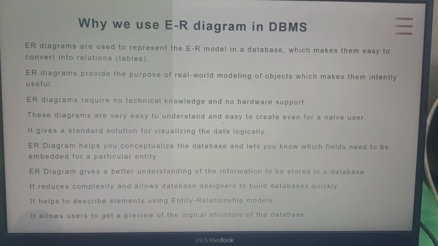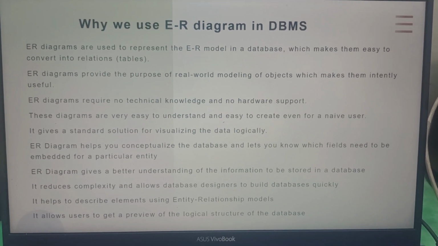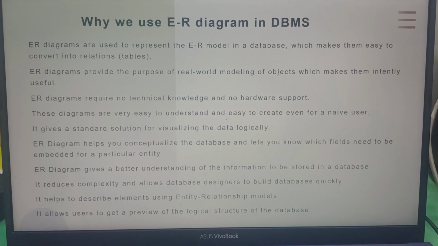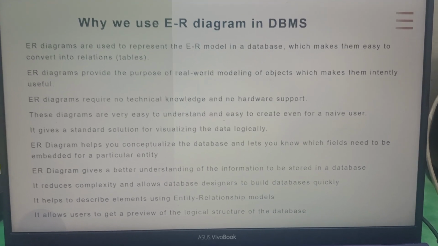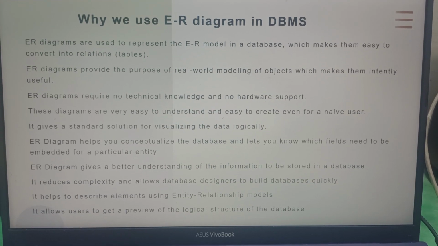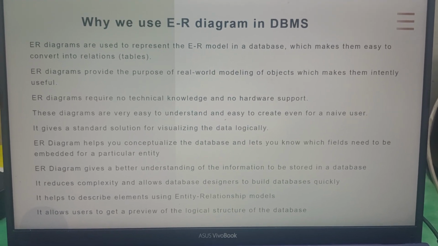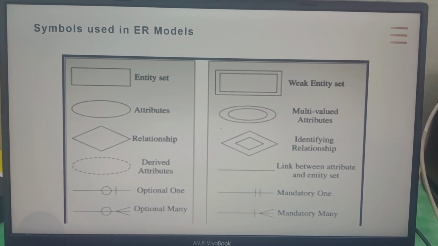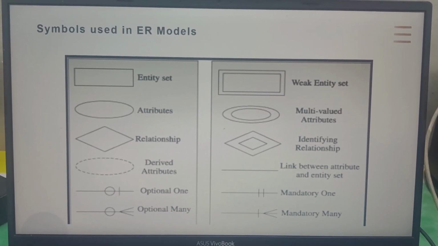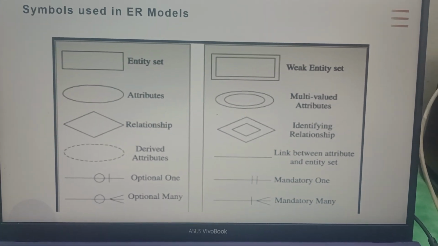ER diagram gives a better understanding of the information to be stored in a database. It helps describe elements using entity relation models. It allows users to get a preview or logical structure of the database. And the next topic is symbols used in ER models. These are the symbols used in ER models.